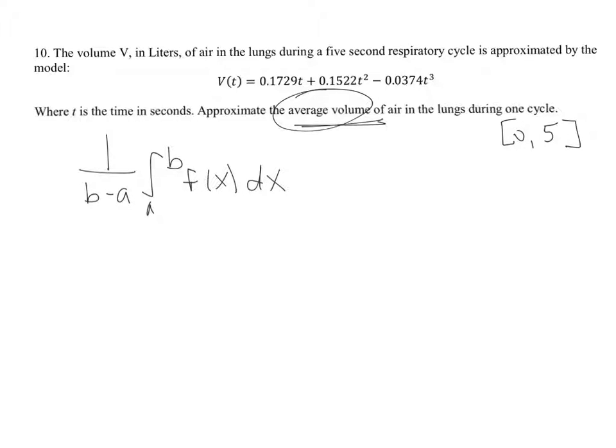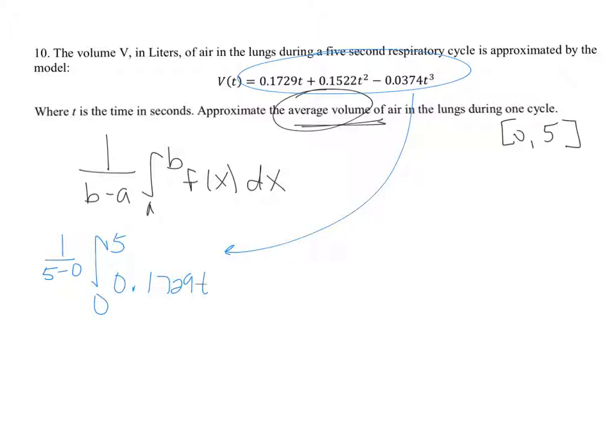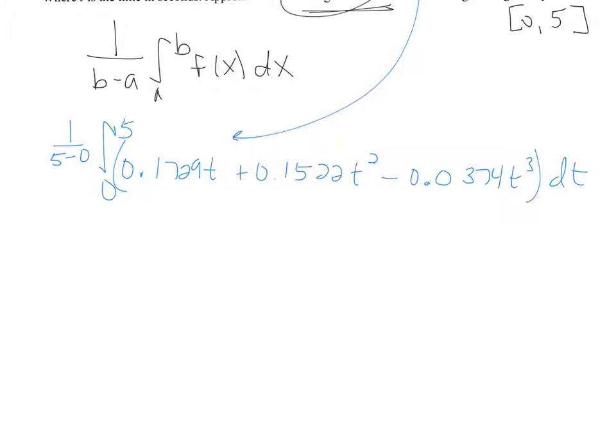So what I'm going to do is plug in everything. So I have the integral with 1 over 5 minus 0 on the outside, 0 to 5. I'm going to put this whole thing in there. So it's going to be 0.1729t plus 0.1522t squared minus 0.0374t cubed dt. And that's my whole inside. Okay, so now I have 1/5 on the outside. I'm going to integrate this thing.